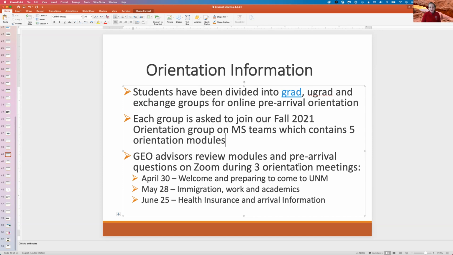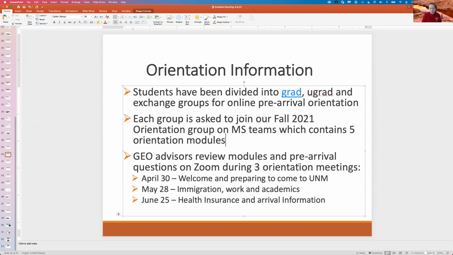It has 5 orientation modules that cover things like an overview, as well as immigration rules, work rules, et cetera. There are some recordings, slides, and handouts on that team that all the new students can access. We are doing 3 dates for pre-arrival orientations. Some students will be fully admitted and given I-20s before the first orientation on the 30th. Some will come in afterwards.